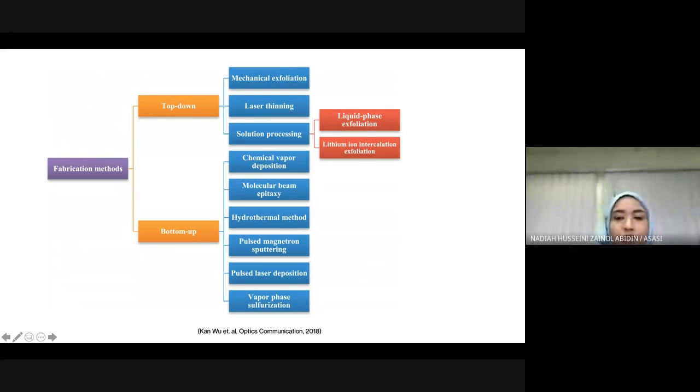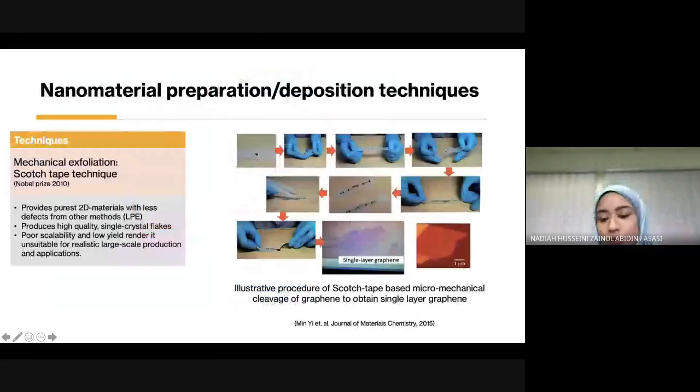So we have two types of fabrication method. We have the top-down, and the bottom-up. The top-down basically means that you are thinning it out from bulk, and bottom-up is basically you are trying to grow your material. So I'm going to cover a little bit on that, top-down and one from bottom-up. So the first one is mechanical exfoliation, my favorite because it's easy.